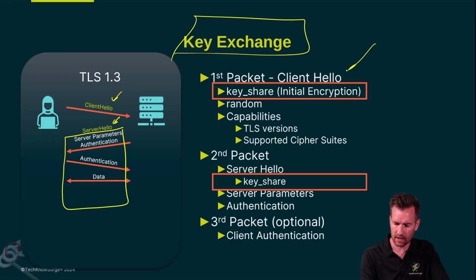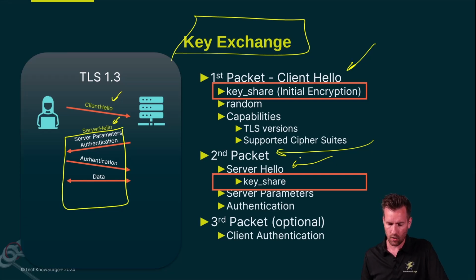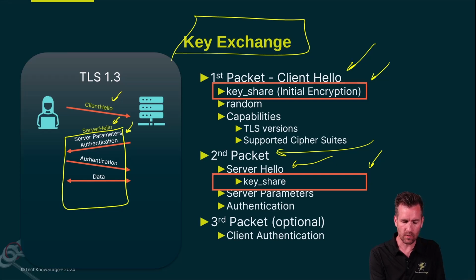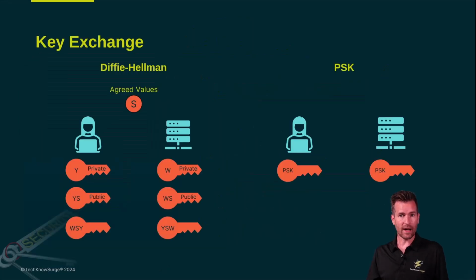Here's the first packet right here, which is the client hello. Here's the second packet, which also includes the server hello. And within here are the key exchanges. So this could be a pre-shared key, or it could be one of the Diffie-Hellman. And so it will exchange that and then start using those keys right away for the encryption and encrypting starting at the server parameters.